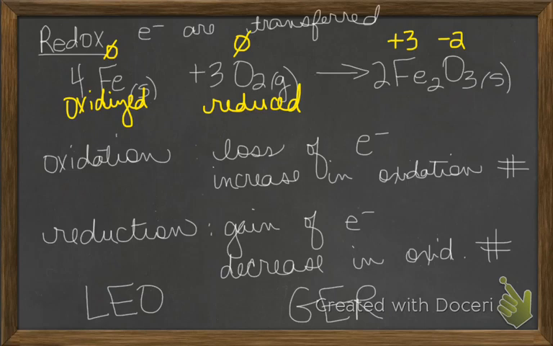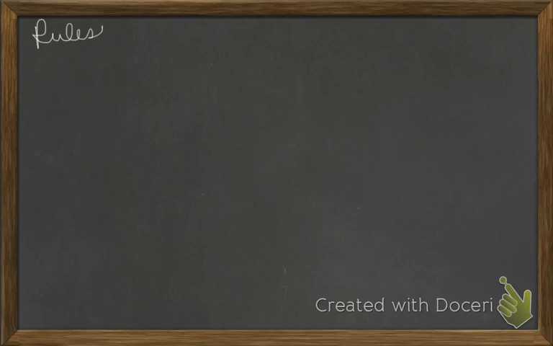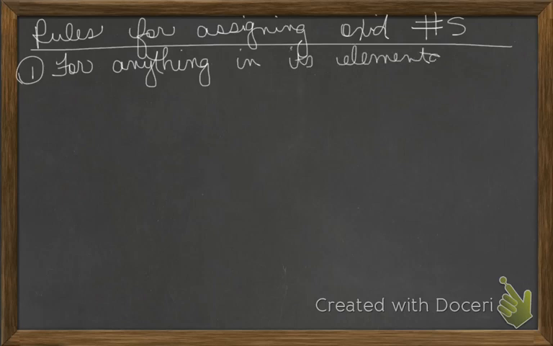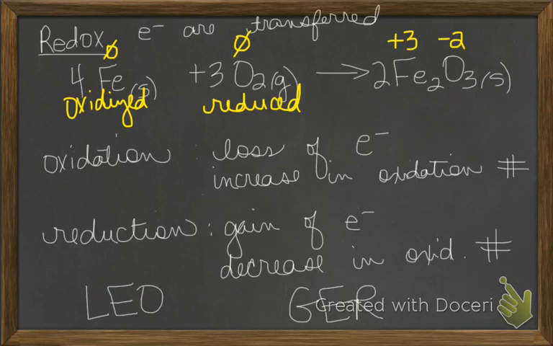Well, there are some rules for assigning oxidation numbers. There are rules in your book for this. I might word them a little differently than your book, but they're the same rules. The first rule: for anything in its elemental form, the oxidation number is 0. If we look back at the previous slide, that's elemental iron, so that's how I knew it was 0. Oxygen is elemental oxygen. Remember, there are some elements that are diatomic. That's how I knew that iron and oxygen were 0.